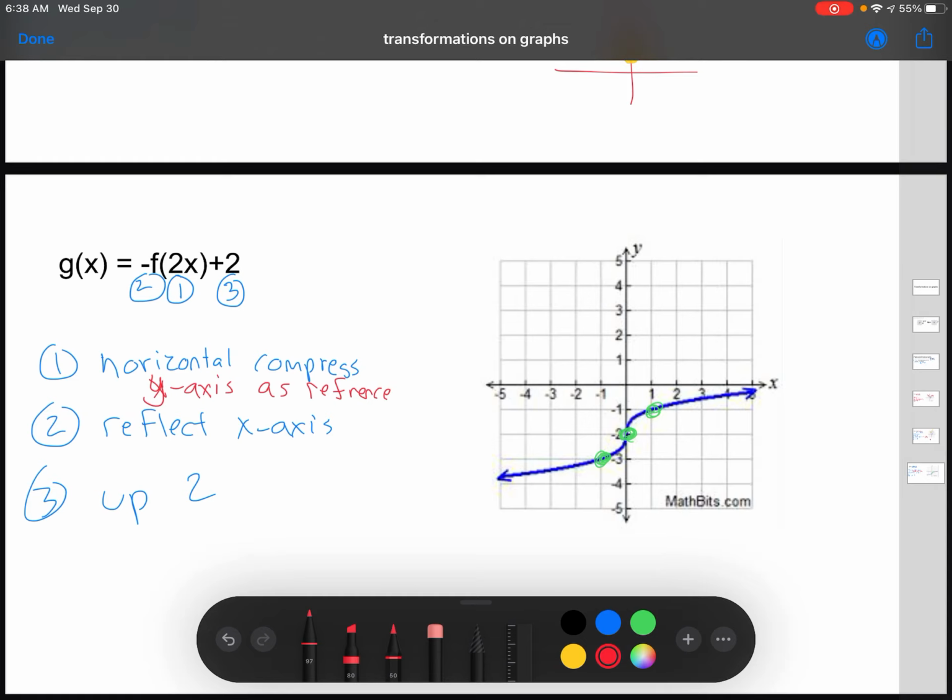So when we look at these points, since this -2 is on the y-axis, it's not going to change. Right? It's just going to reflect the x-axis, which will put it on +2, and then go up 2 from there, so it's going to land on 4.